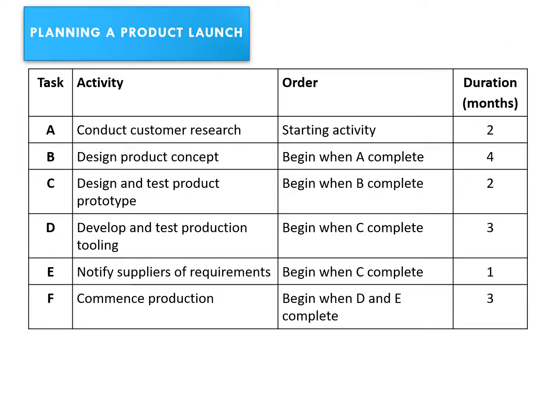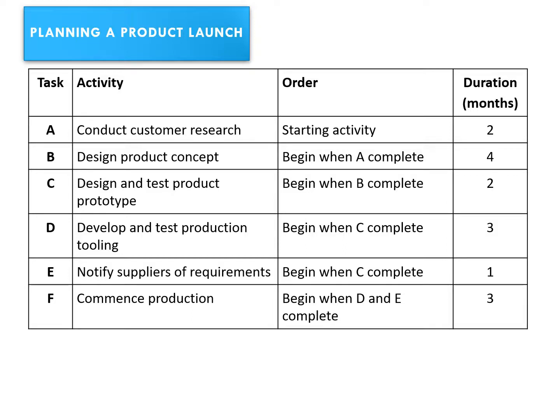So the first thing I need to do if I'm going to develop a network diagram or perform a critical path analysis is to identify all the activities, all the tasks that need to take place. So here I'm assuming I'm trying to launch a new product. So I need to do these tasks. I need to do some customer research. I need to design the product. I need to test it. I need to test production, get my suppliers, and then I need to start.